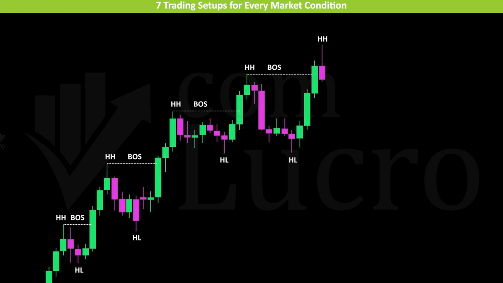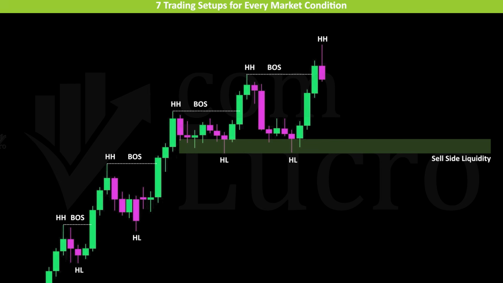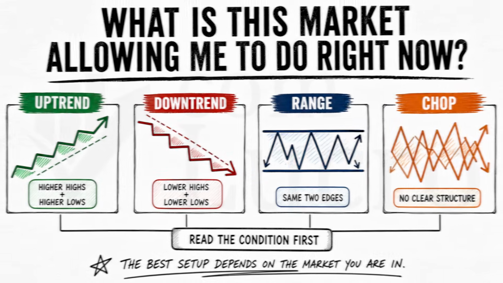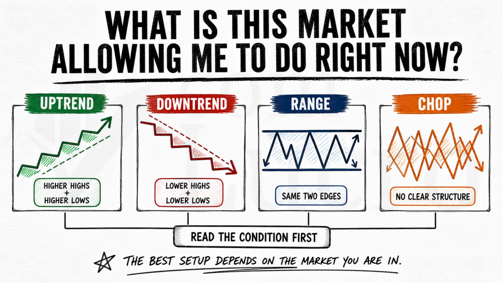The market only ever does four things. It trends up, it trends down, it ranges sideways, or it chops with no direction at all. Each state pays for one kind of behavior and punishes the rest. So in this lesson, you will learn to read which of the four you are in using price action and market structure. Then we go through 7 setups, numbered 1 to 7, and where each belongs, plus the 3 traps that make a reversal look real when it is not.